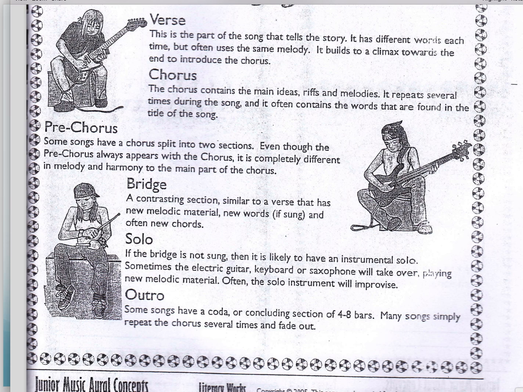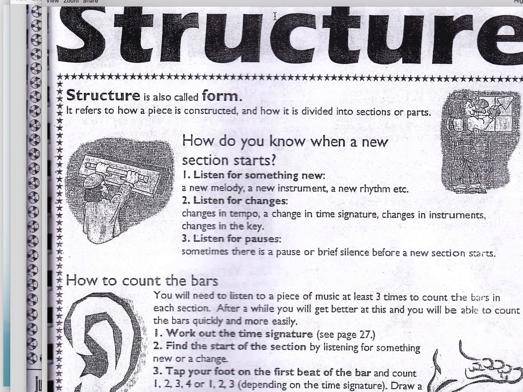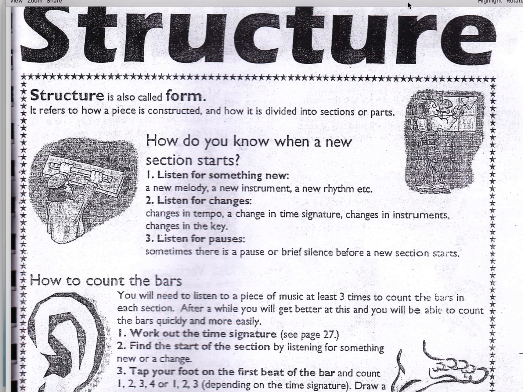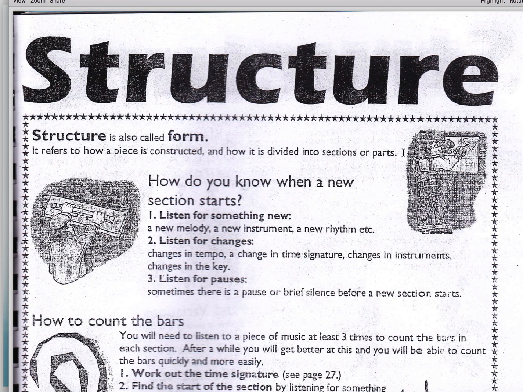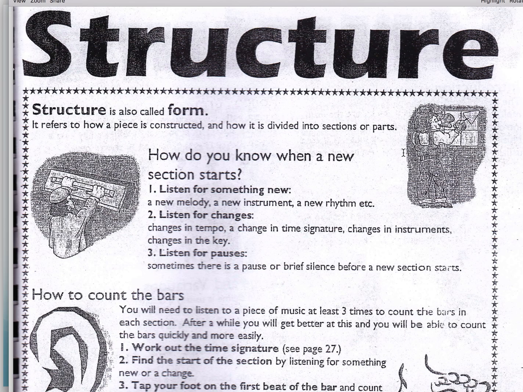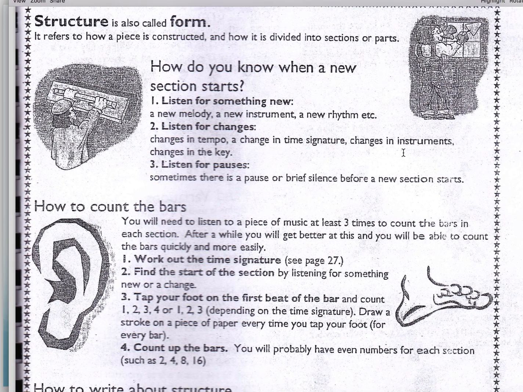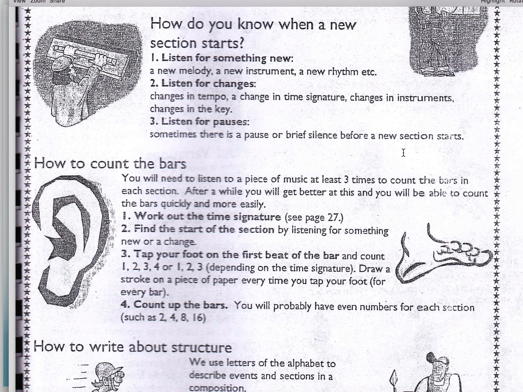Okay, it's really important to know how to listen for new sections, and this is part of your song analysis that you did 2 lessons ago, and it will comprise part of what you'll be doing for your assessment. Structure, also called form, refers to how a piece is constructed and how it is divided into sections or parts. How do you know when a new section starts? Listen for something new, a new melody, a new instrument, a new rhythm. Listen for changes in tempo, time signature, instruments, and key. Listen for pauses. Sometimes there is a brief silence before a new section starts.